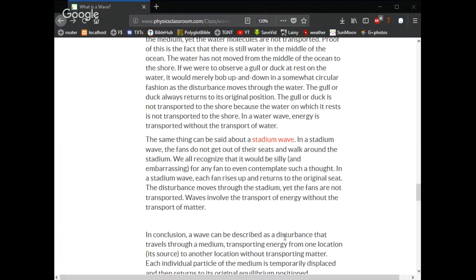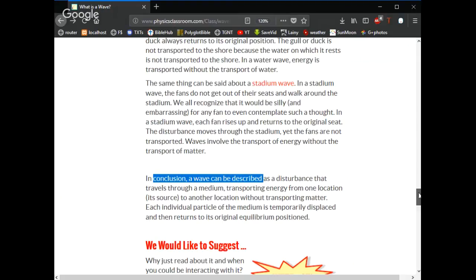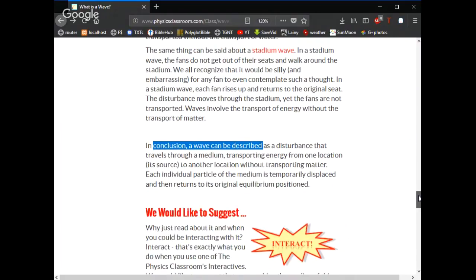But they're saying their conclusion in this was that a wave can be described as a disturbance that travels through a medium, like I said, transporting energy from one location to another without transporting matter. Each individual particle of the medium is temporarily displaced and then returns to its original equilibrium position.